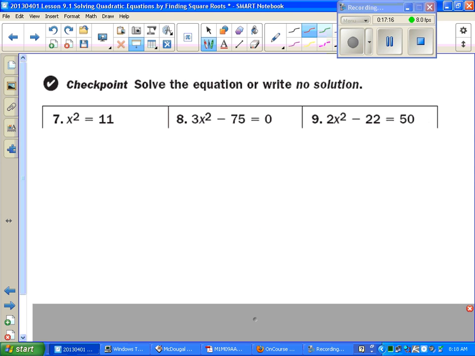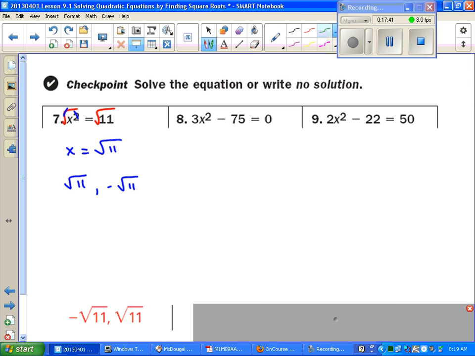And then the last checkpoint real quick, x squared equals 11. Undo this squared by taking the square root of it. When you do that, these cancel and give you just x equals the square root of 11. There's no perfect square that's a factor of that. So x equals the square root of 11 and the negative square root of 11, both of those answers.